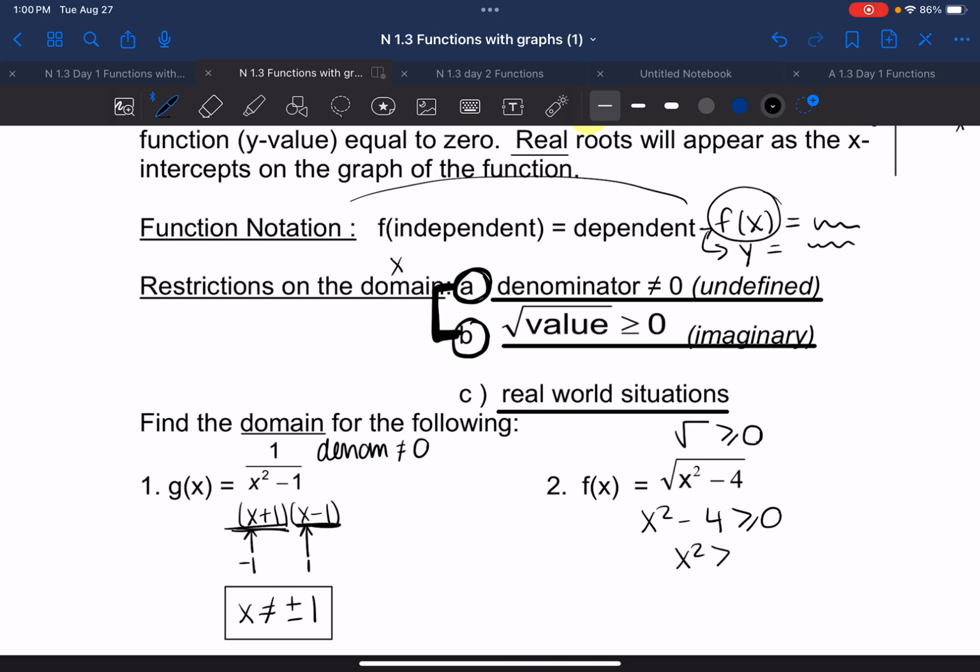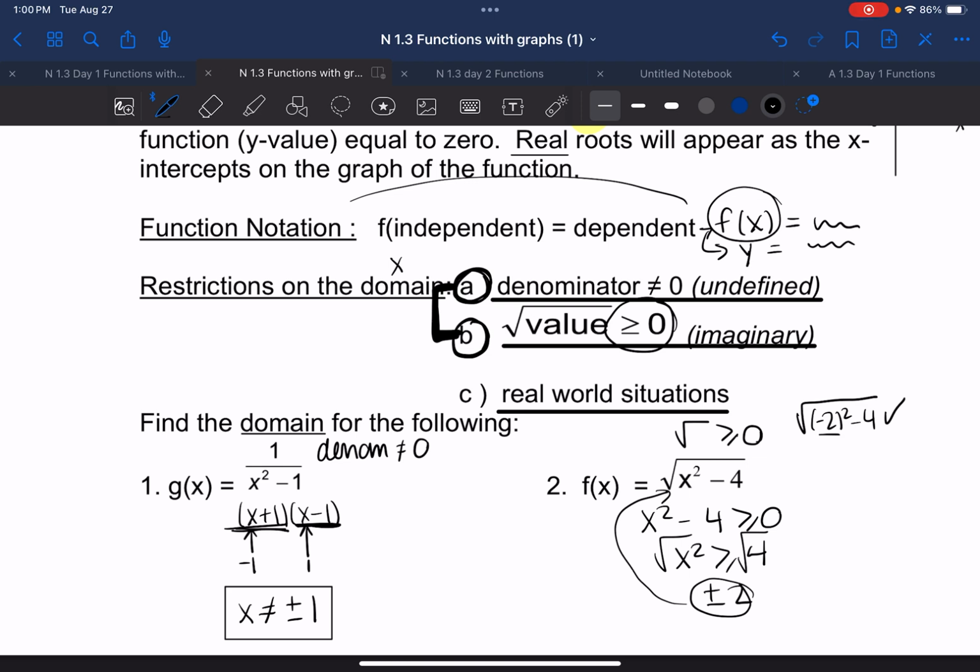So I'd have x squared is greater than or equal to positive 4. I'd move it over by adding, and then I'd need to take the square root. And the square root of 4 is plus or minus 2. All right, so let's see what happens if I were to plug in plus or minus 2 into our function. So we would have the square root of negative 2 squared minus 4. Well, negative 2 squared is 4. 4 minus 4 is 0. And 0 is greater than or equal to 0, so that works.